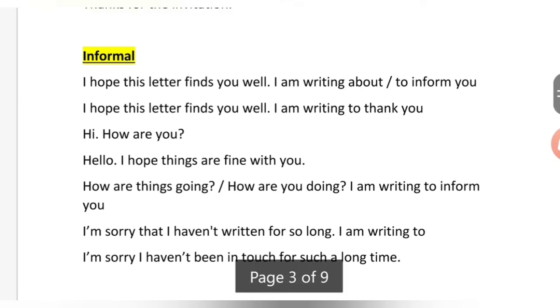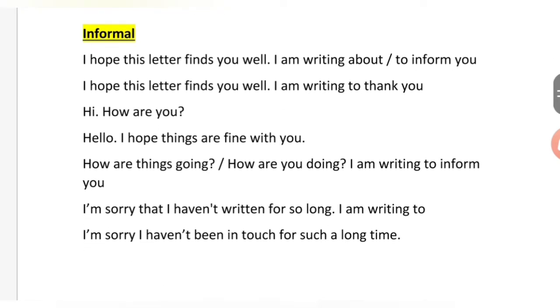Then other ways of writing an informal letter, how you can start if you're writing to a friend. I hope this letter finds you well. I'm writing about, or I'm writing to inform you. I hope this letter finds you well. I'm writing to thank you. Hi, how are you? You can start with this. Then hello, I hope things are fine with you.